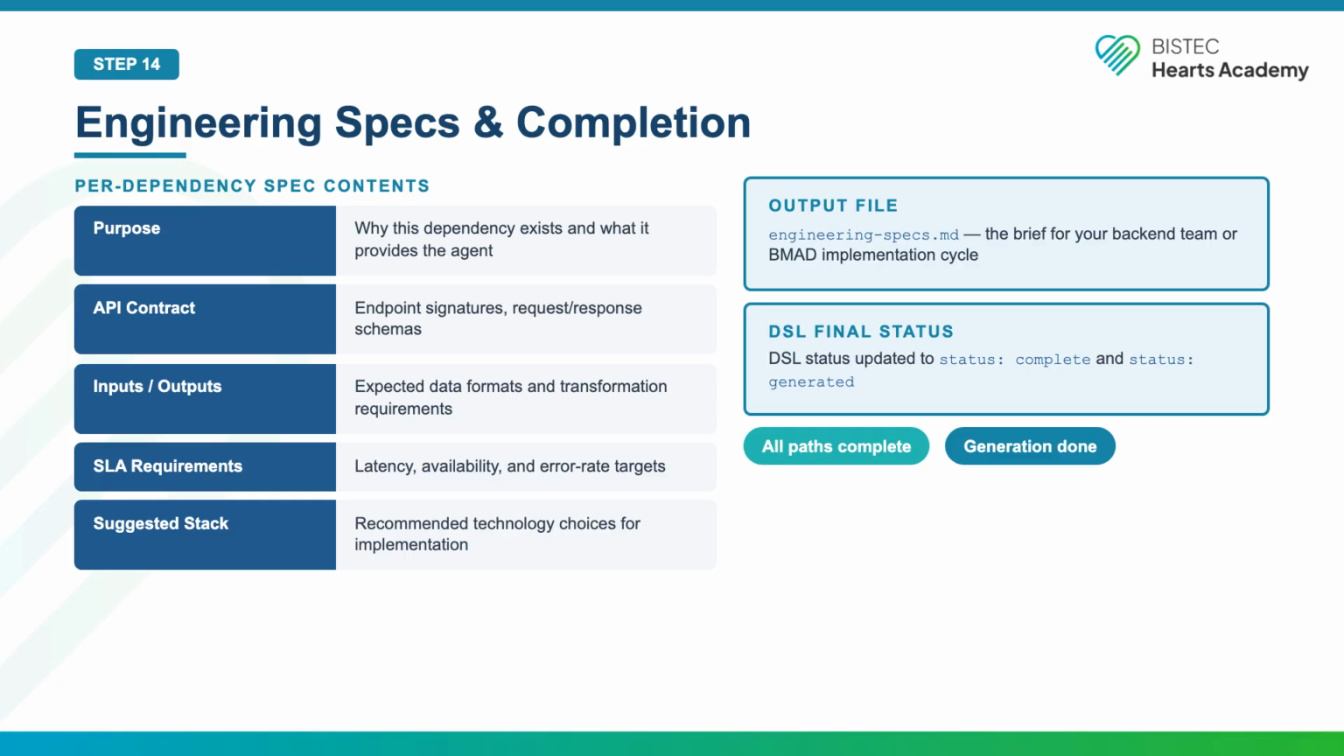When you hand engineering-specs.md to a backend developer, they have everything they need to begin building without scheduling a separate requirements conversation with you. After Step 14 completes, the DSL status fields are updated to indicate that the design is complete and that generation has run. These markers tell the system, and any developer who opens this agent later, that the full generation phase has been executed.